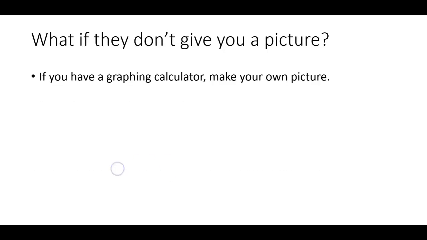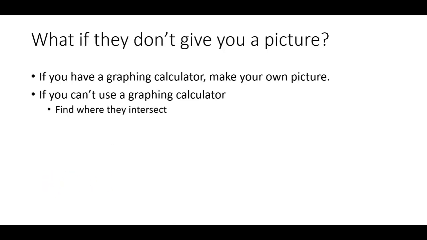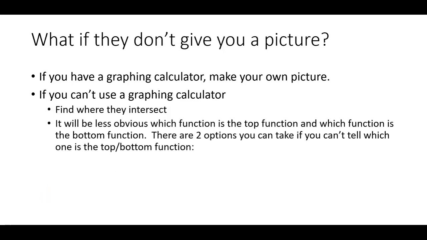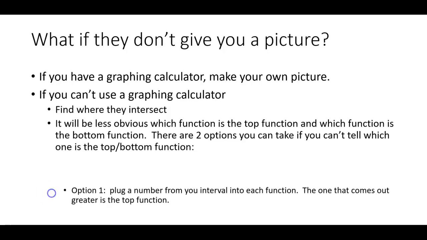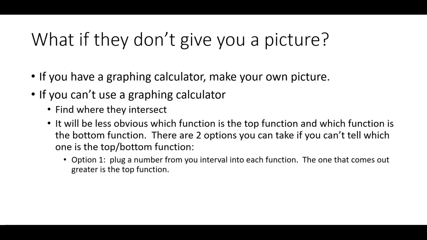So here we go. If you have a graphing calculator, then just graph your own picture. That's a nice one to do it. So you can make your own picture in that case. But they will have non-calculator questions, so you have to know how to do it without a calculator. So how do you do it? Find where they intersect first, okay? After that, we need to figure out which one's on the top and the bottom, and the way that you do that is you have two different ways of doing it, okay? This is the one I'm going to use for in class today.